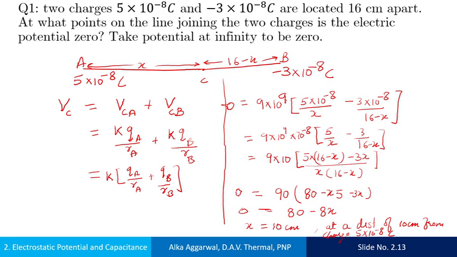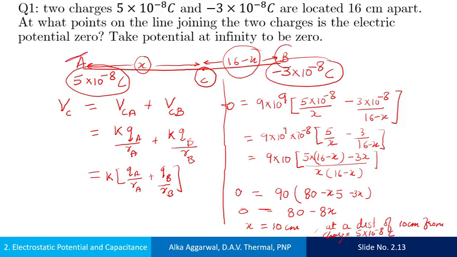Let C be a point at which the potential due to the charges is 0, and this point is at a distance x from the charge 5 into 10 to the power minus 8 coulomb and at a distance 16 minus x from the charge minus 3 into 10 to the power minus 8 coulomb. The potential at point C is 0 because the sum of the potential due to the charge at A and due to the charge at B is 0. So this is the equation. Now putting in the values.